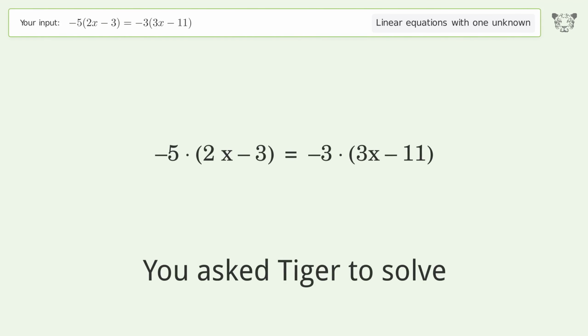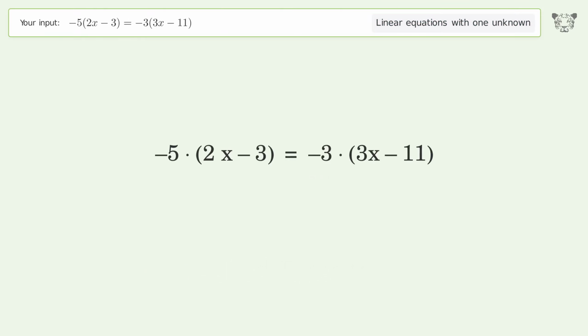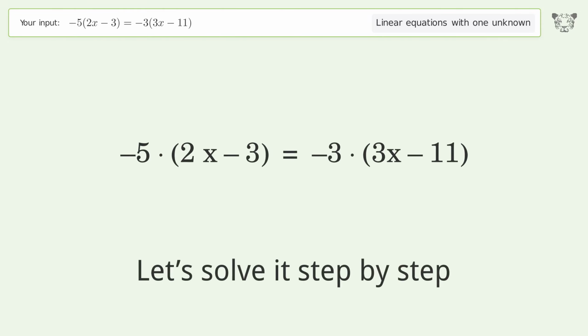You ask Tiger to solve. This deals with linear equations with one unknown. The final result is x equals -18. Let's solve it step by step.